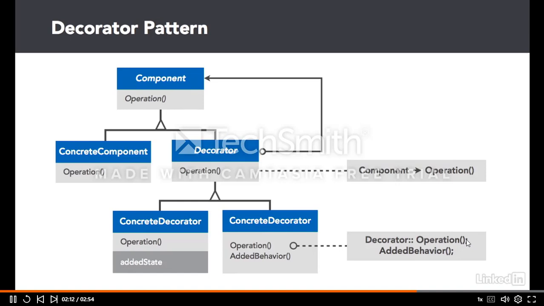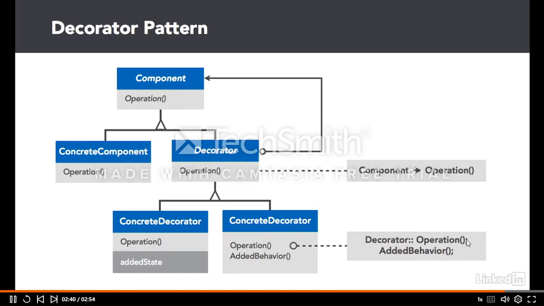We also have concrete component right below it. That defines an object to which additional responsibilities can be attached. So an example of concrete component for us could be compact car or full-size car. Also we have decorator. So in our code, we could simply name a class called car decorator. That maintains a reference to a component object and defines an interface that conforms to the component's interface.